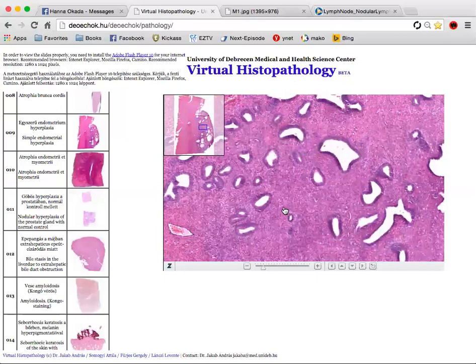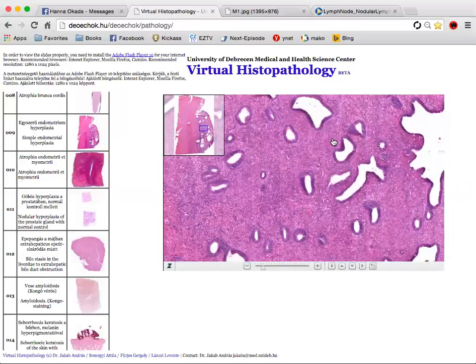Here they can ask you about the difference between hyperplasia and hypertrophy. The difference is that in hyperplasia, you have an increase in the number of cells, and in hypertrophy, you have an increase in their volume, but the number of cells stays the same. So this is hyperplasia. You have a hyperplasia of the epithelium of the glands. So these are all glands. And you also have hyperplasia of the stroma.